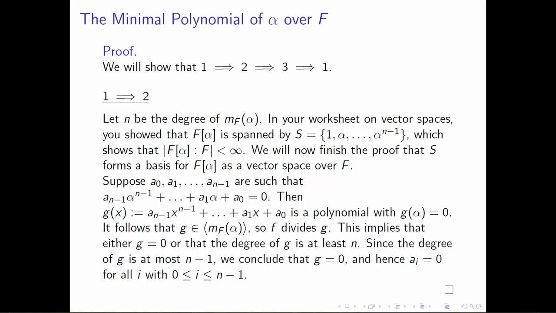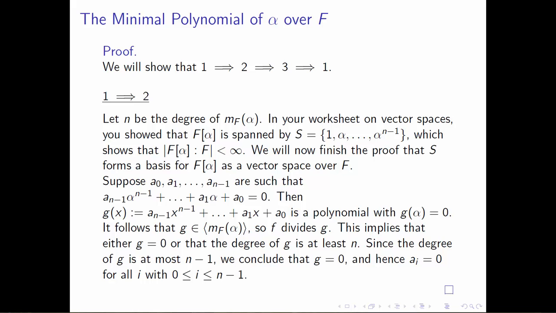What we want to do now is show that in fact a little bit more is true. The set S that we've written down here forms a basis for F adjoin alpha over F, and this will allow us to conclude that the degree of this extension is actually equal to n, and not just less than or equal to n, which is what we have by showing that S spans. So let's finish the proof by showing that S is a basis.